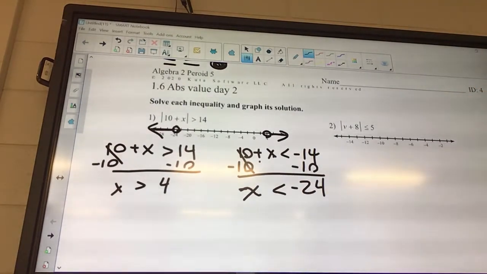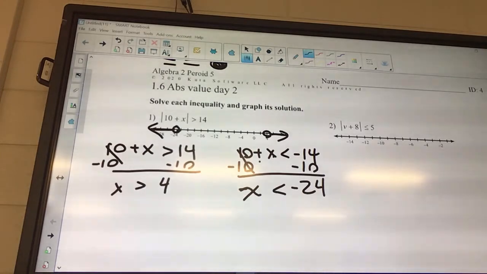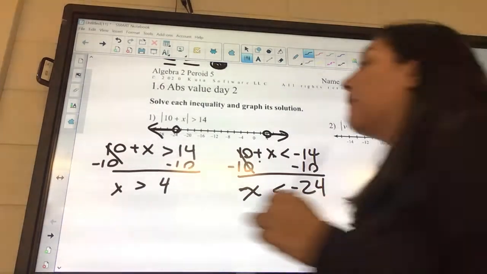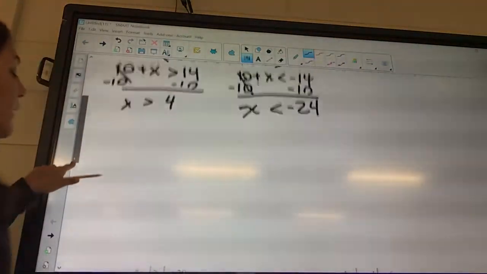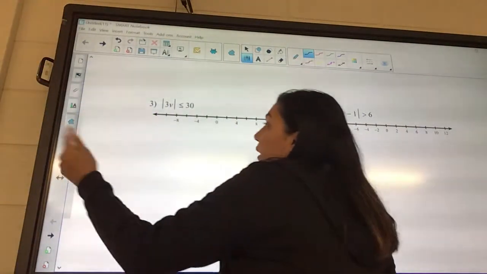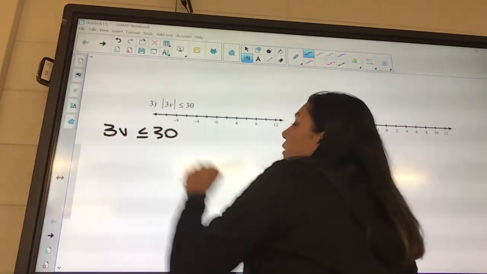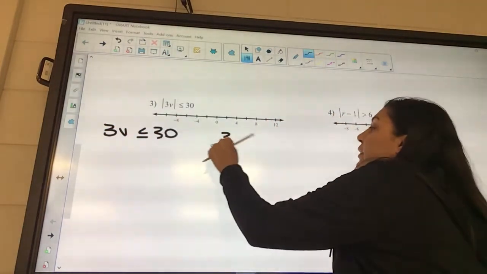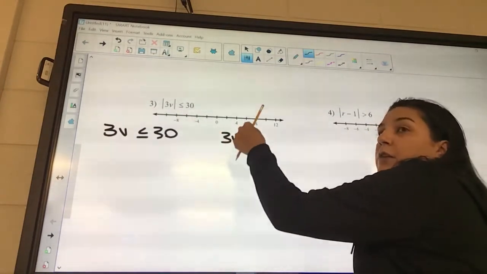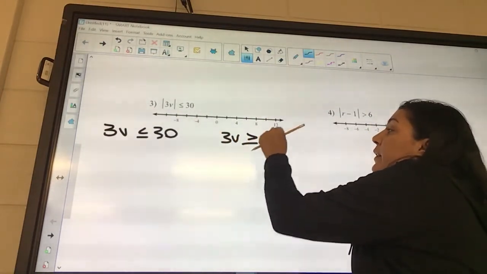The one that was a negative, you need to flip it at the beginning. So every time it's a negative. Okay, look at number 3. We're going to write the absolute value by itself. So you're going to say 3V is less than or equal to 30, and then we're going to say 3V, and then instead of it going this way, you need to flip it and then say negative 30.